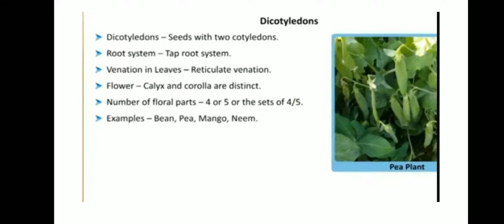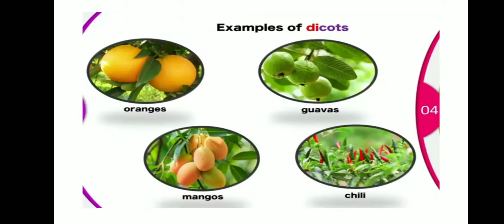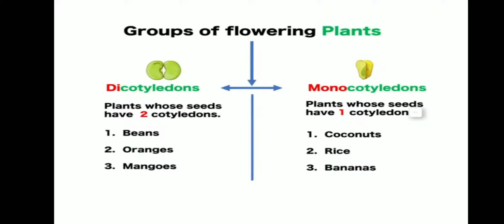Calyx as well as corolla are distinct in nature. Floral parts are 4 or 5 or sets of 4 to 5. Examples of dicotyledons: bean, pea, mango or neem. These are the examples of dicots: oranges, guavas, mango, chili and many more. Only a few examples I've shown you here.